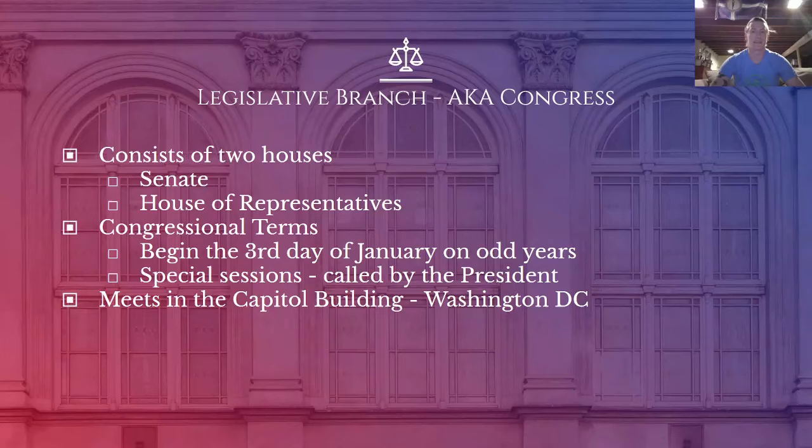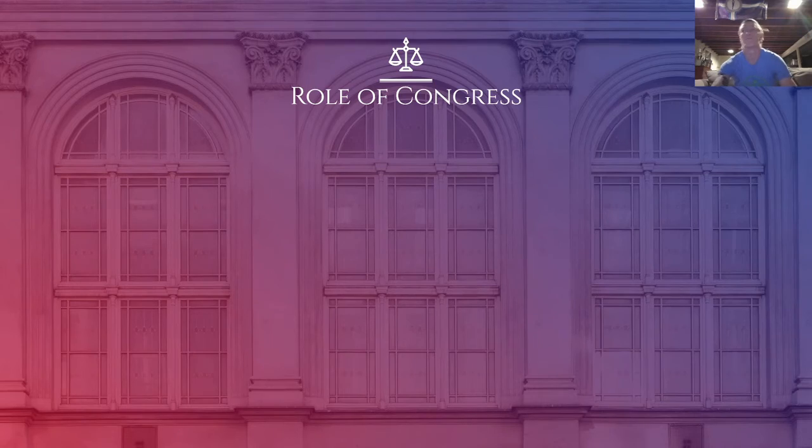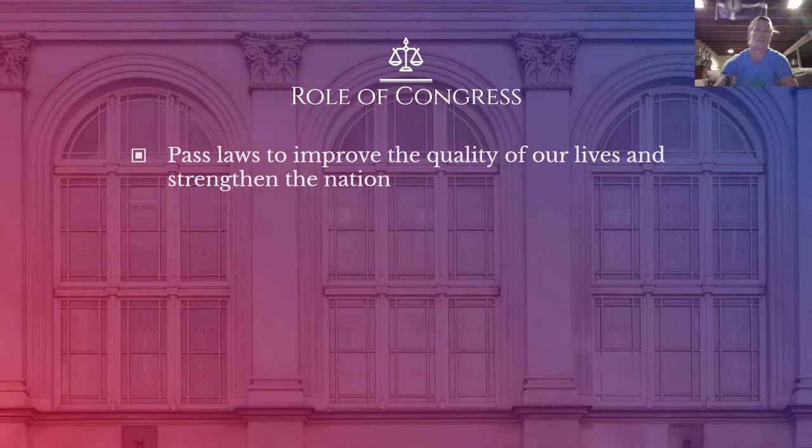Obviously, they meet in the Capitol building in Washington, D.C. They're going to oversee agencies such as the Library of Congress, the Budget Office, and the Printing Office. Those are just some of the roles. Getting into more of the roles of Congress, they're going to pass laws to improve the quality of our lives and strengthen the nation. That is their number one job. The legislative branch is the lawmaking arm of the government. We're going to break it down over time.